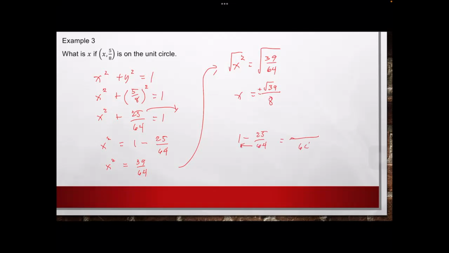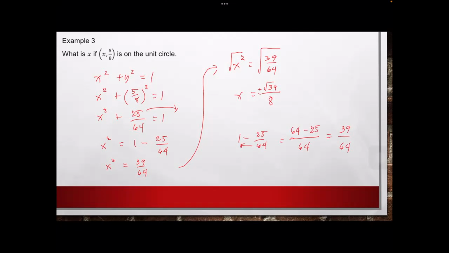So, this will be equal to 64. So, 64 times 1 at 64 minus 25. 64 minus 25 ay 39 over 64. Alright, if you want, you can use your calculator naman.